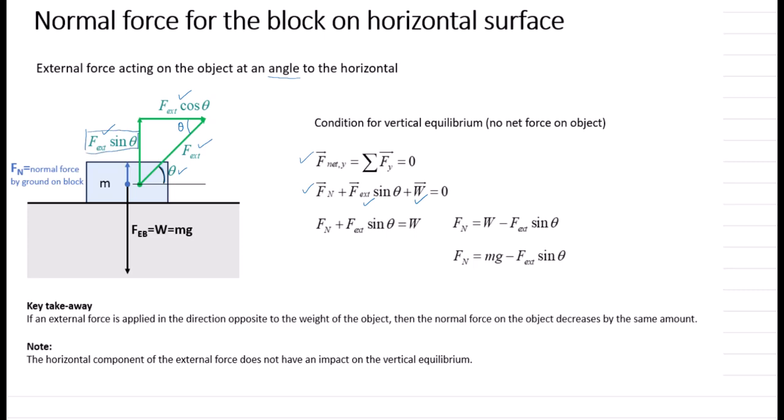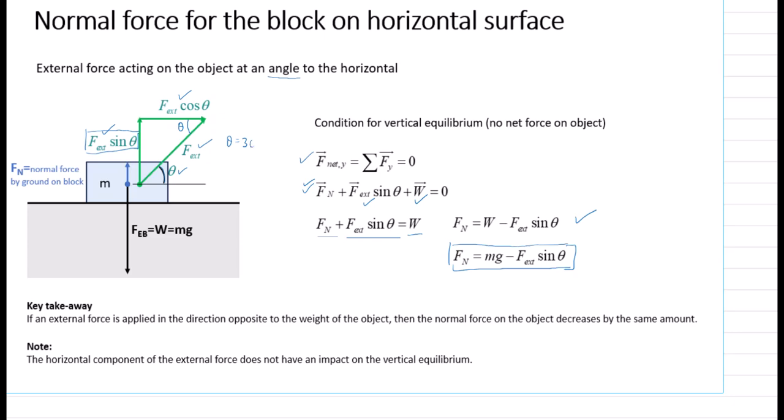Now, with this condition that the three vectors should add to 0, this will be possible if the forces in the upward direction add to the forces in the downward direction. So in the upward direction, we have Fn, and then we also have F ext sine theta, and in the downward direction, we have the weight W. Which means if you reshuffle, Fn will be equal to W minus F ext sine theta, which in turn means Fn equals mg minus F ext sine theta.